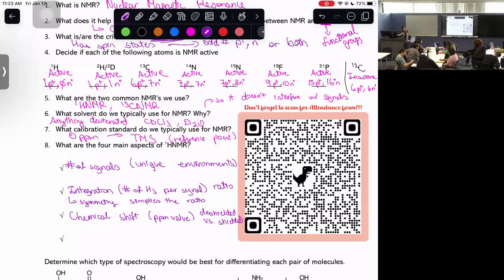And then what's the last aspect that I'm missing there? Multiplicity. But we can also call it, what else? Splitting. Now remember that they mean the same exact thing. Sometimes your professor is going to use either or, so don't get scared. They're the same exact thing.